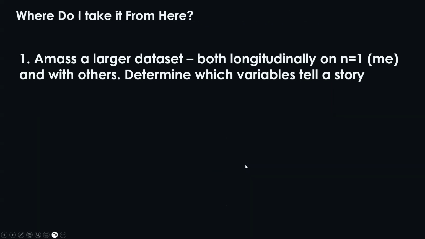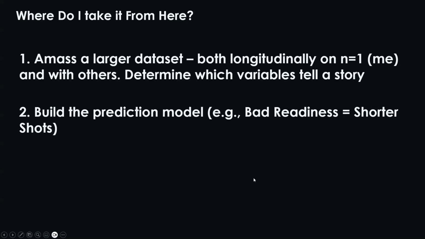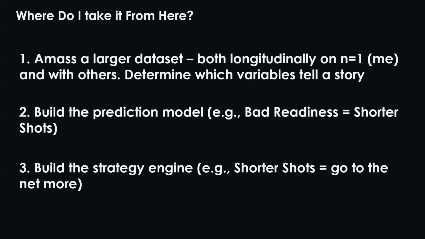So where do I take it from here? Obviously, I want to amass a larger data set, both longitudinally for myself as well as with others. I really want to be able to tell which variables tell the best story. From there, I want to actually build a prediction model. For example, does a bad readiness score mean that I'm going to be making shorter shots? And then finally, I want to build the actual strategy engine. For example, do shorter shots mean that I need to go to the net more?